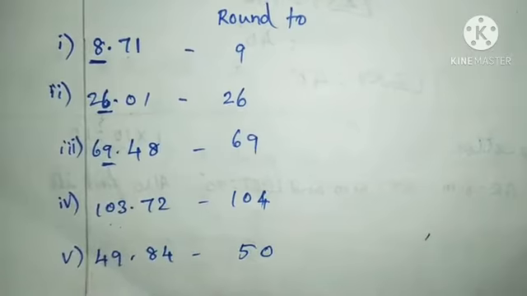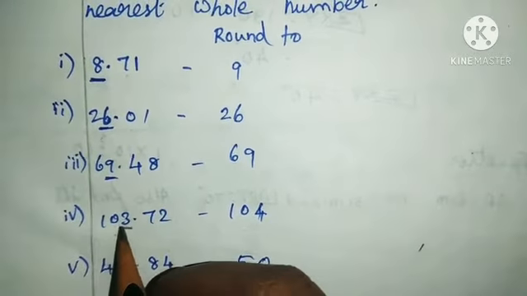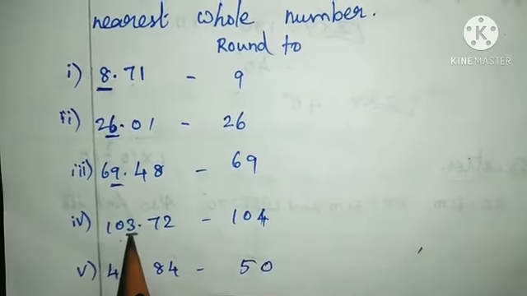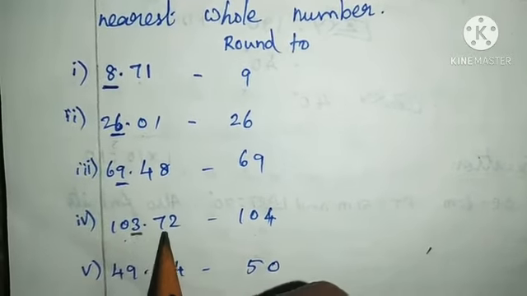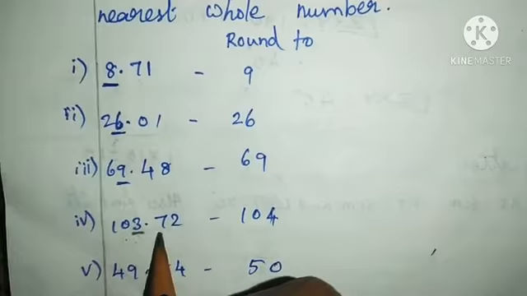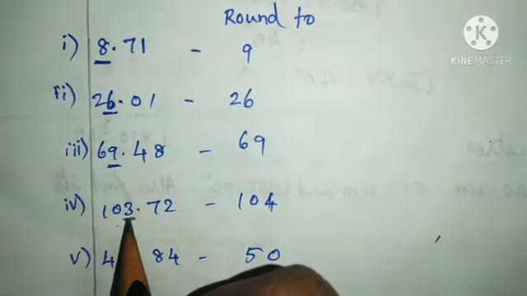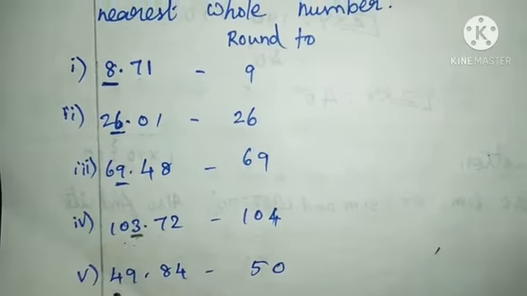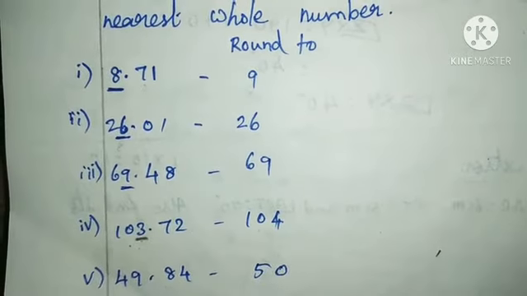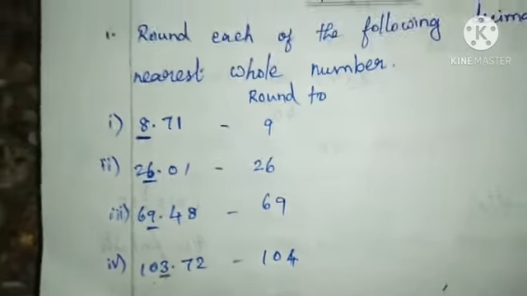And 103.72. Here the ones place is 3. After the ones place we have the tenth, and the right hand side digit is 7, which is more than 5. So we are adding 1 to the underlined digit. We will get the answer as 104. And 49.84 will be written as 50.